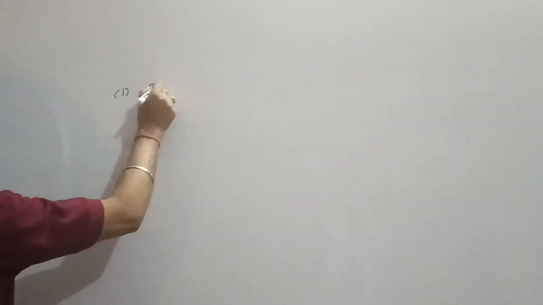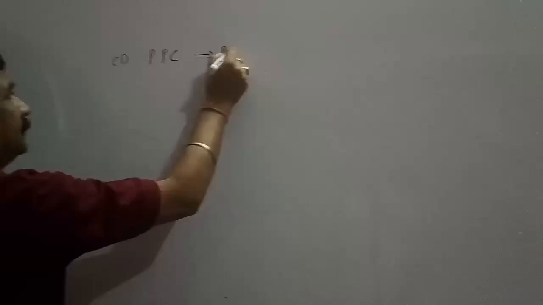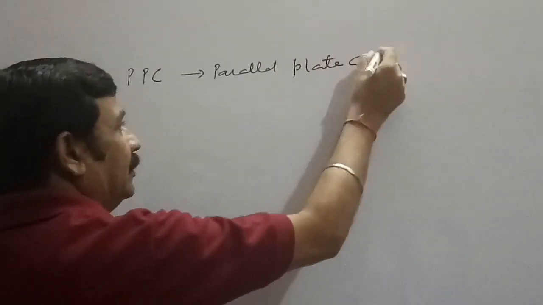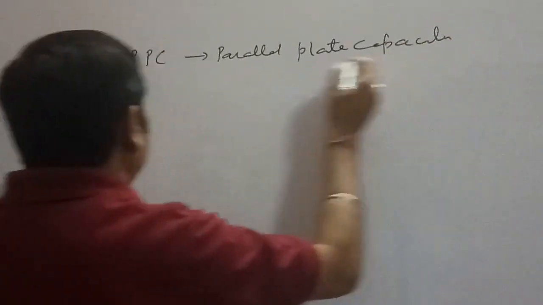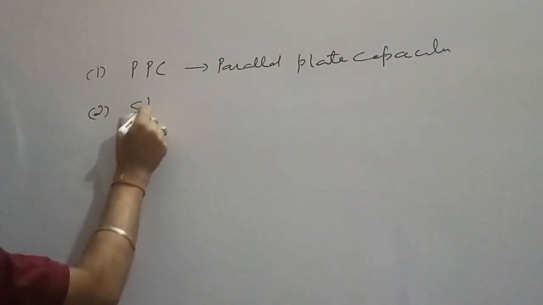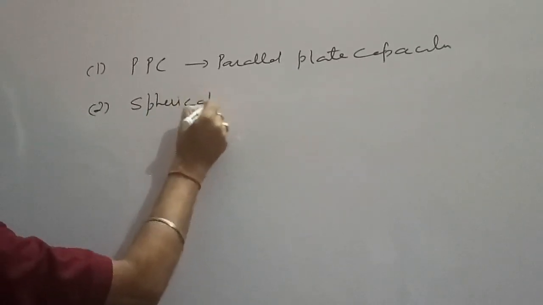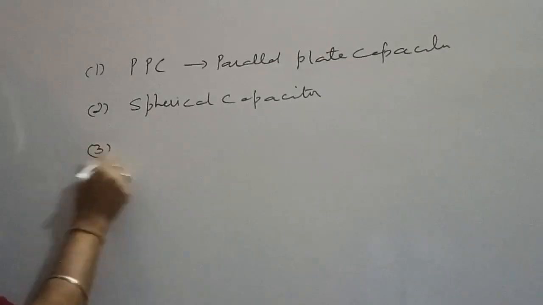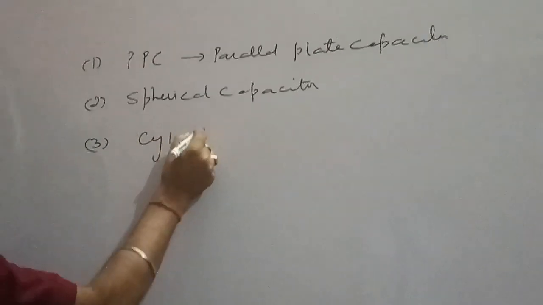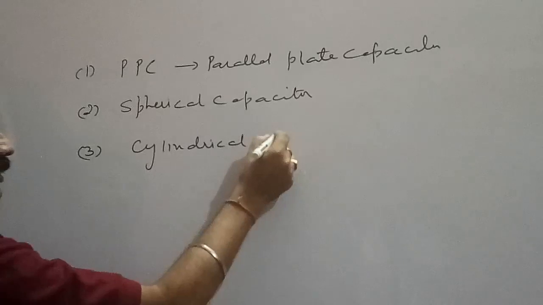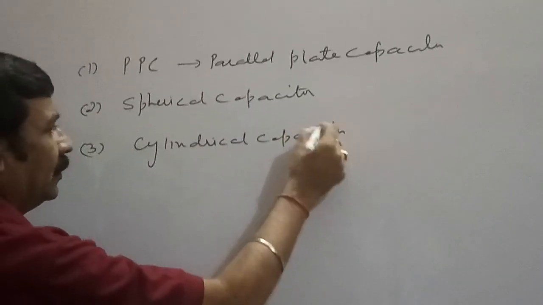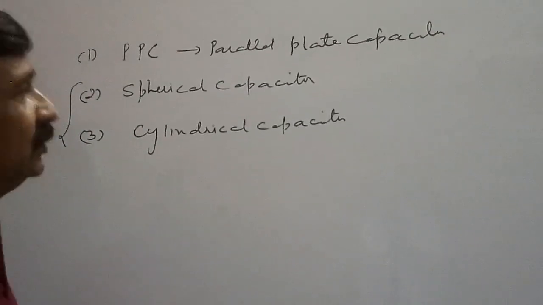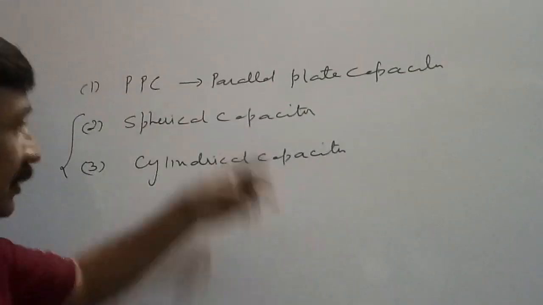Number one, PPC, which stands for parallel plate capacitor. Number two, spherical capacitor, and number three, cylindrical capacitor. Dear students, these last two types of capacitors are not in your board syllabus, but here we discuss all three.